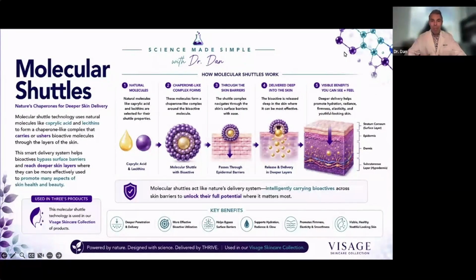And so the approach that we use is called a molecular shuttle approach. And basically what we do is we use ingredients like lecithins and caprylic acids. And when you use a certain combination and certain types of these, what they're able to do is they're able to form chaperone-like complexes around the bioactives in our skincare formulas, and they're able to shuttle them through the skin barriers so that we're able to deliver these deep into the skin. And like I said, this approach is unique and specific to our Visage skincare collection.